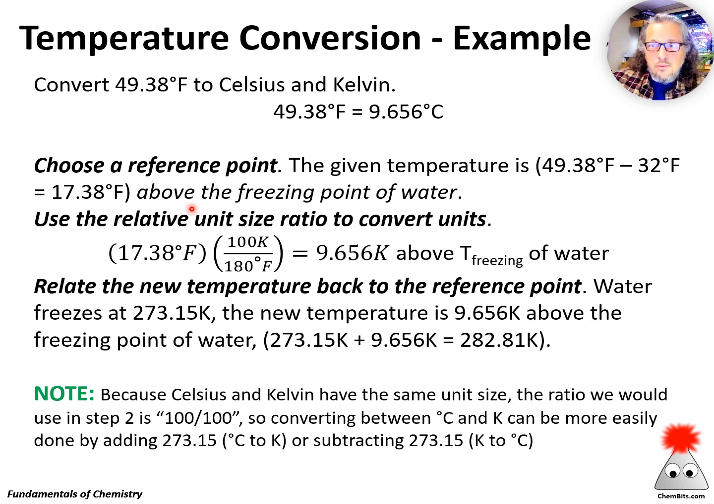Now, when we're doing conversions between Celsius and Kelvin, because a Kelvin and a degree Celsius are exactly the same size, this ratio ends up being 1, right? It's 100 over 100, whether it's 100 K over 100 degrees C or 100 degrees C over 100 K. It's just 1 numerically. So when we're converting between Celsius and Kelvin, we can usually get away with just adding or subtracting 273.15 to get us into the unit we're looking for.